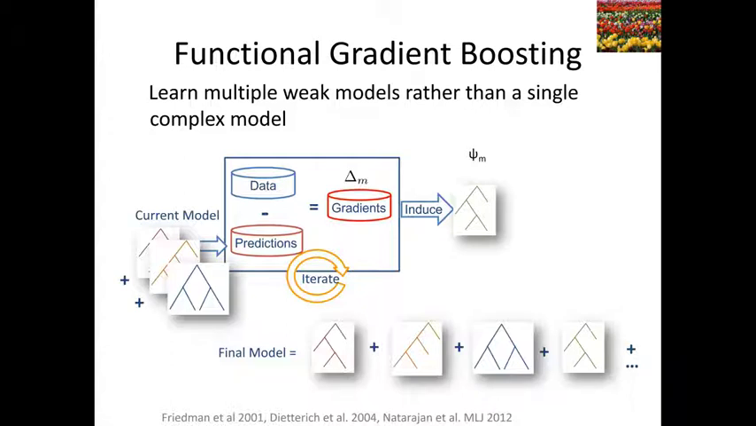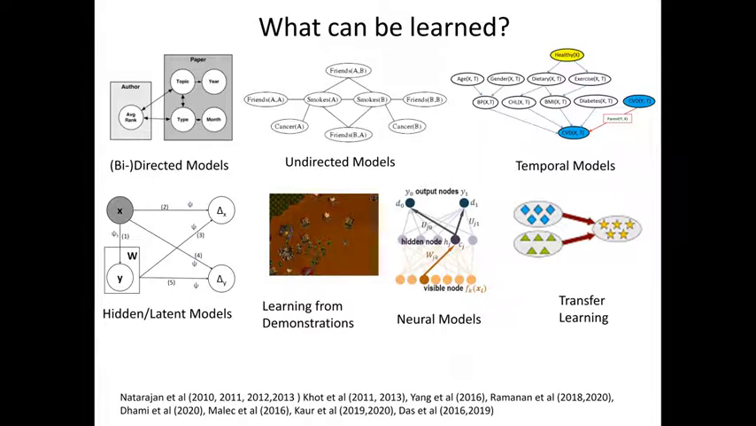Okay, so the learning continues this way until convergence. And what we have done is we have applied this on a whole bunch of problems, all the way from learning graphical models, both directed, bidirected, undirected models, to continuous time models. So we had an effective learning for continuous time Bayesian networks and applied it on a cardiovascular disease data set and got some great results. We have learning from hidden latent models, learning from demonstrations, recently working on neural models as well.